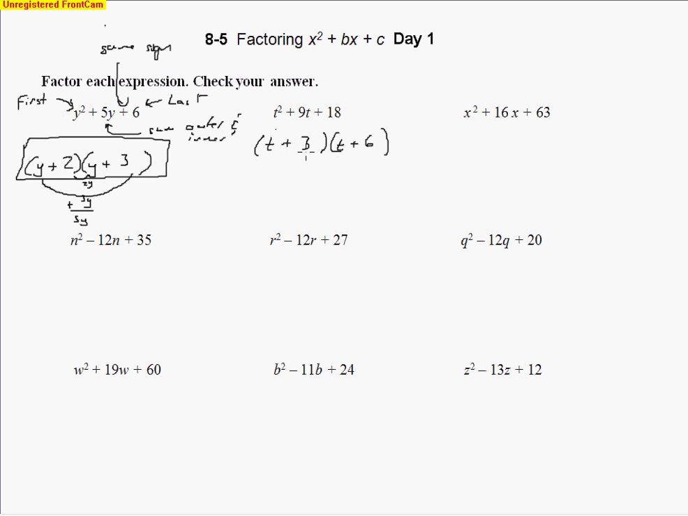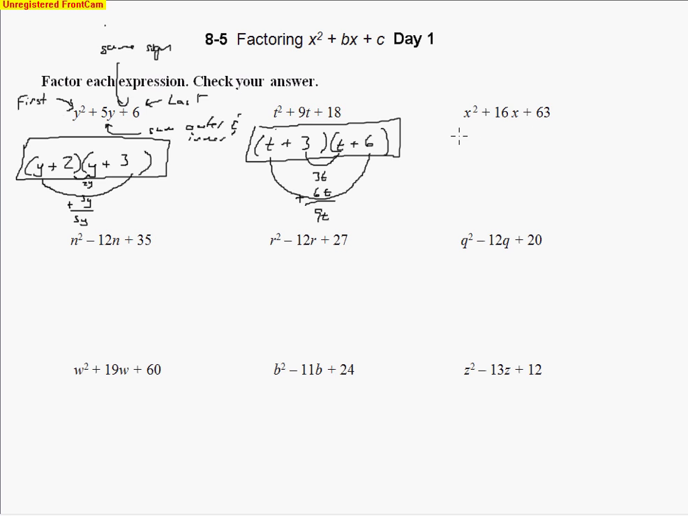So let's check and see if it's right. We get 3t, and we check the outside terms, and they make 6t, and you see those do make 9t. That matches our middle term, so I know this is the right answer, the factored form.